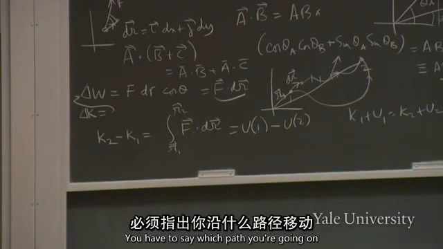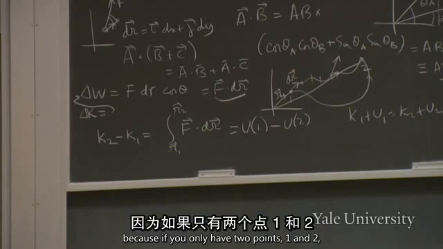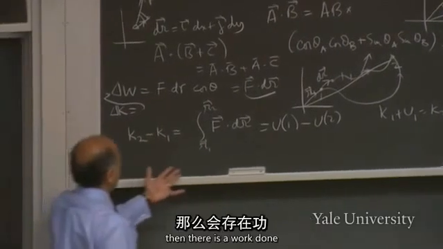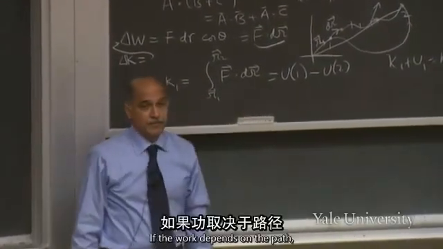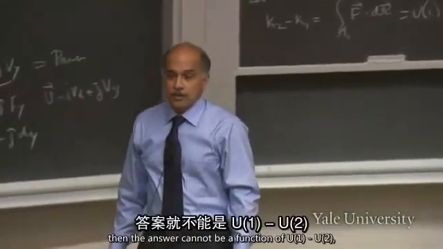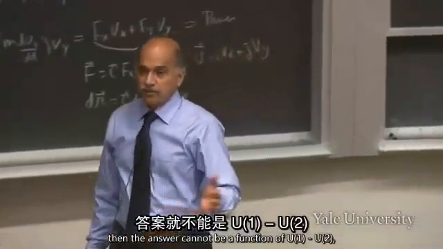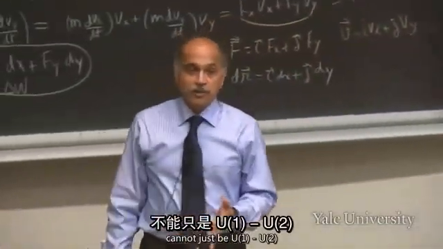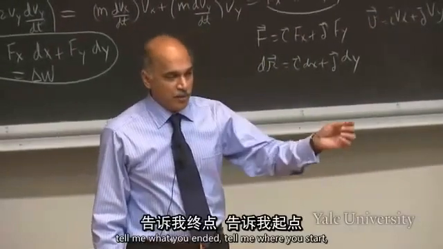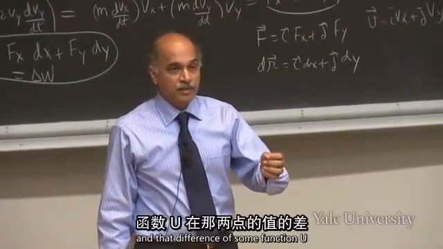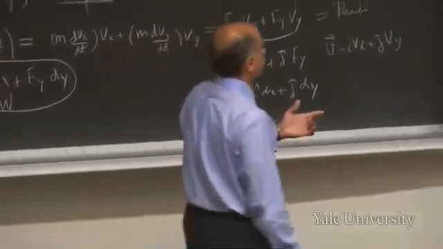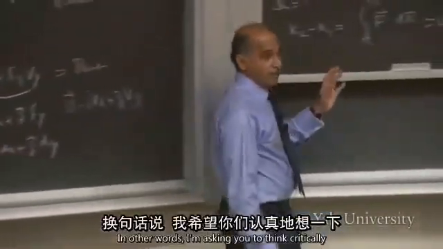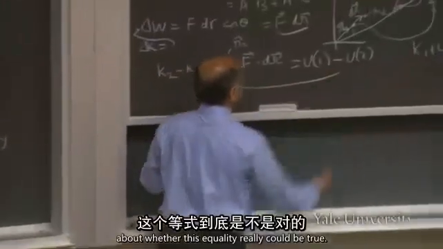You have to say which path you're going in, because if you only have 2 points, 1 and 2, then there is a work done, but it depends on the path. If the work depends on the path, then the answer cannot be a function of u1 minus u2. u1 minus u2 says, tell me where you ended, tell me where you started, and that difference of some function u between those 2 points is the work done. In other words, I'm asking you to think critically about whether this equality really could be true.